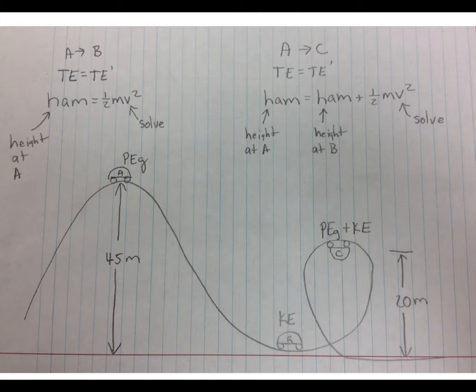And it should look something like this. Total energy at A equals total energy at B. At B, it's only kinetic because the car is pretty much at ground level. And you solve for the speed at point B using the height at point A. At point C, you'll notice that it is above the ground and it is moving, so it's got both potential and kinetic. So you set the potential at point A equal to the potential and kinetic at point C, solving for the velocity at point C.